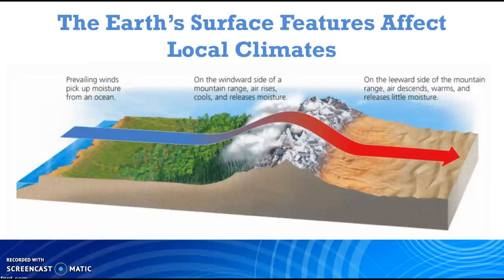So this figure shows that example. We see those prevailing winds that pick up moisture from the ocean. As it gets forced up, that moisture condenses into clouds. It's released either as snow or rain. And then once we get to this side, all of that moisture has been released already. We get to that leeward side. There's no more moisture to release, so we get these dry, warm, and arid land areas.